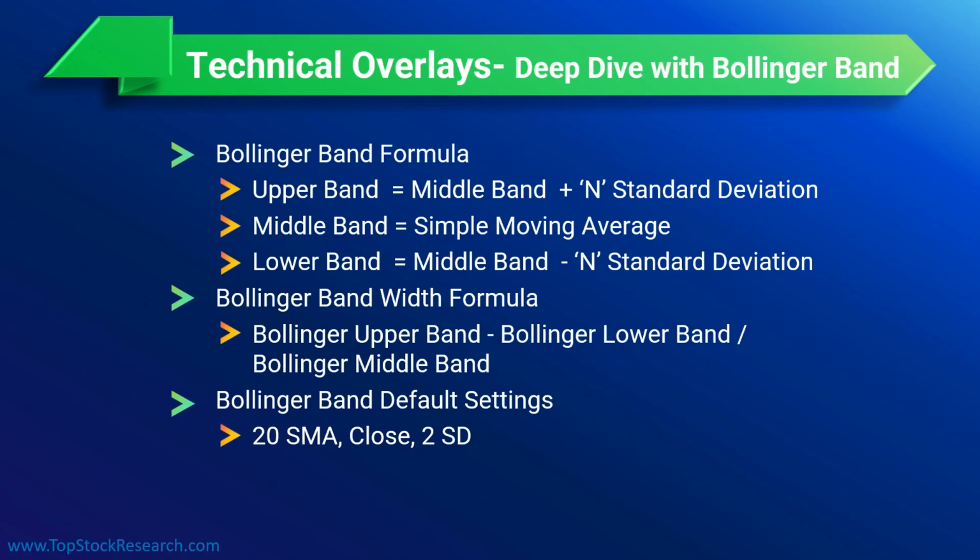Okay, so a deep dive with Bollinger Band. What is the upper band? The upper band is the middle band plus n standard deviation, where n can be any number. What is the middle band? The middle band is a simple moving average, which can be of any period. The starting point, or the default value, is a 20 SMA on the close price. The default n standard deviation is 2. So the upper band is the middle band plus 2 standard deviations.